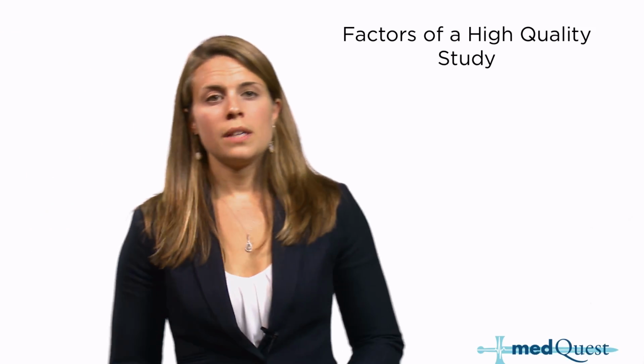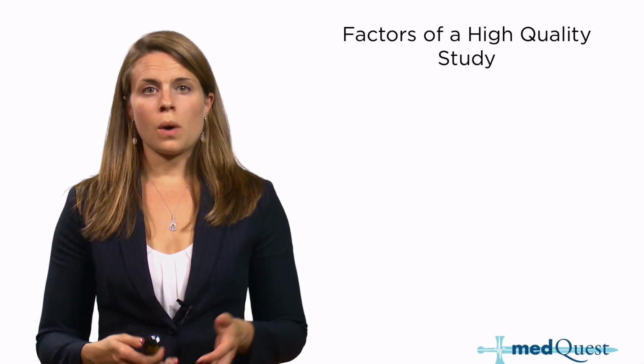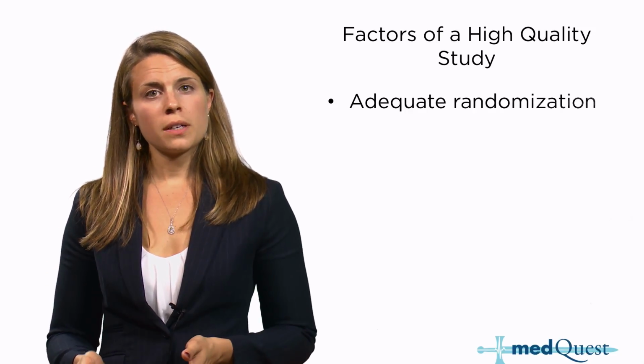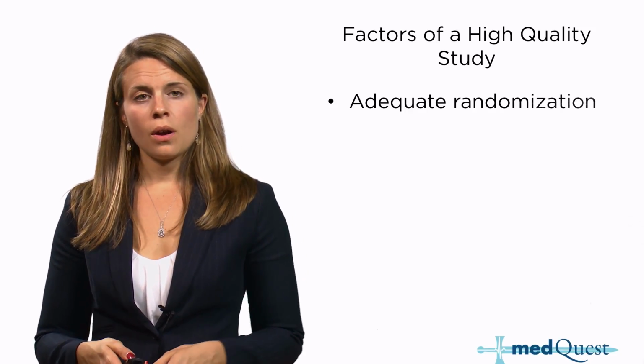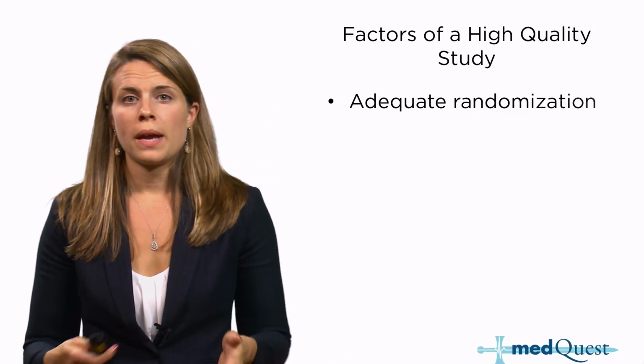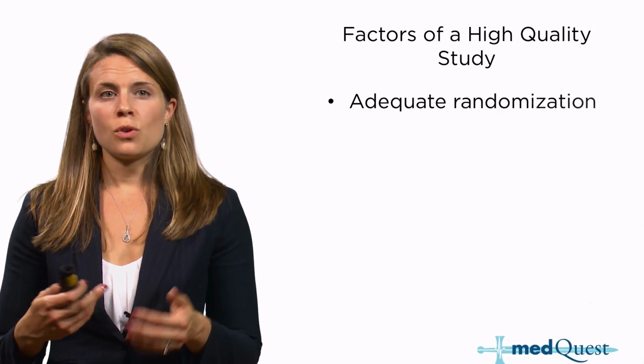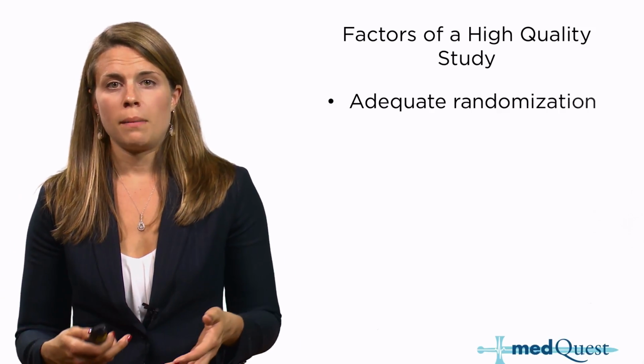Now that we've gone through each individual type of study design, we can start to talk about the factors that go into a high-quality study. So first is adequate randomization. Really, this just comes down to whether or not a computer algorithm was used to randomize your subjects into treatment and control groups. This ensures that there was no bias in terms of group assignment.